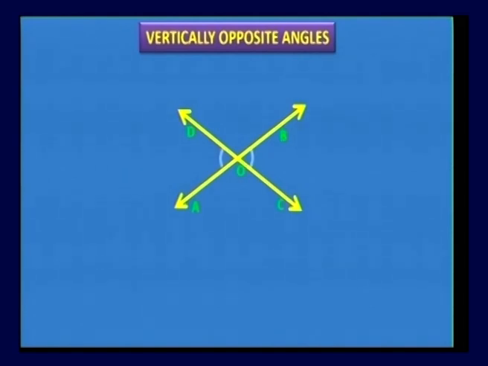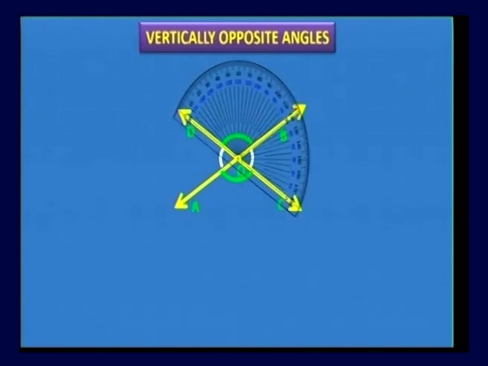Now let us consider these vertically opposite angles shown on your screen. So here angle AOD and angle BOC are vertically opposite angles. Similarly, angle DOB and AOC are another pair of vertically opposite angles. Now let's measure these angles using a protractor.